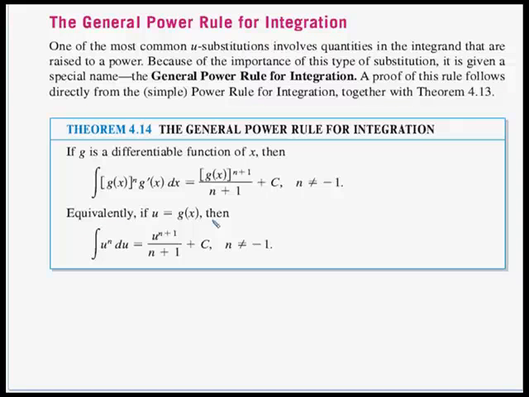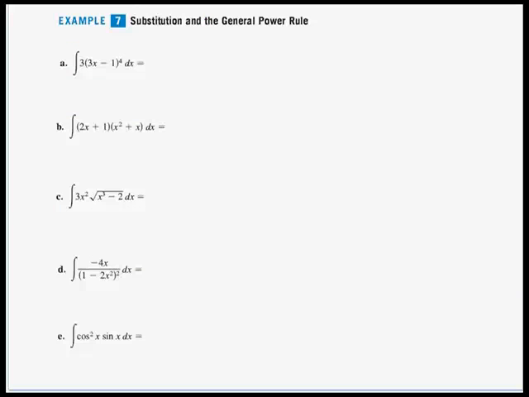Equivalently, if u is equal to g of x, you have your u-sub. You have u to some n times du. You just raise the power by 1, u to the n plus 1, divided by that new power, plus c, as long as n does not equal -1, because that would result in a divide by 0 scenario. So let's play with a few of these. And let me clear a little space here.